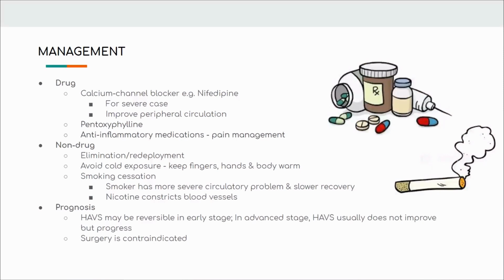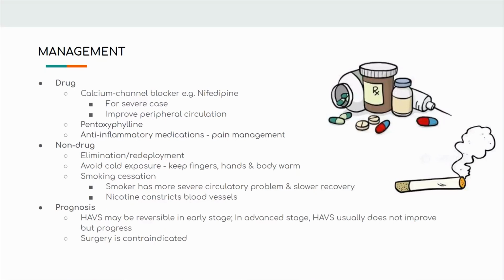As for HAVS management, there are several types of management: drug management, non-drug management, and prognosis. For drug management, as we mentioned before, there is no effective treatment or cure, but there are several medications that can be prescribed. For example, calcium channel blockers such as nifedipine can be prescribed for severe cases to improve peripheral circulation. Pentoxifylline is a medication to help blood flow more easily through the narrow arteries. Also, anti-inflammatory medications such as aspirin for pain management.